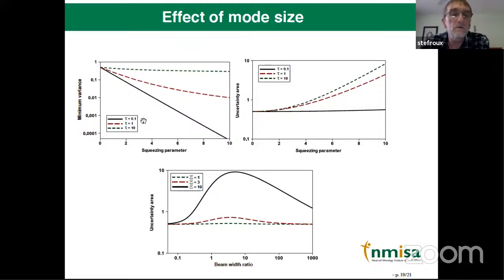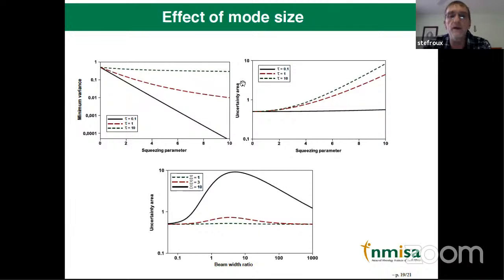So to look at the effect of the mode size, if my tau is a very small parameter, then I get the normal squeezing behavior. Remember, this is logarithmic on the vertical axis, so it looks like a linear decrease that I would get as I'm increasing my squeezing parameter. But as I increase this tau parameter, so this ratio of the mode sizes, I see that I have a reduced squeezing. And if the tau is about 10, there's almost no squeezing going on anymore.